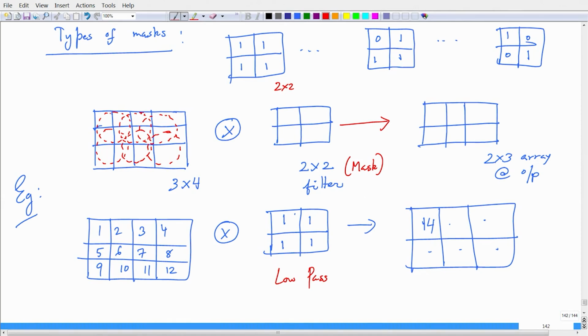The first block is 1 2 5 and 6. I take this and convolve, I take a dot product with this mask. So, I land up with 14. Similarly, if I take 2, 3, 6 and 7 and I take the dot product with this mask, then I land up with 13 plus 5, which is 18, and so on and so forth.